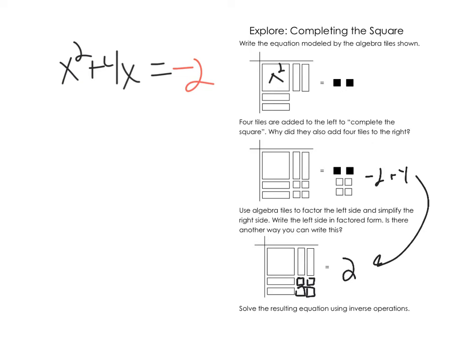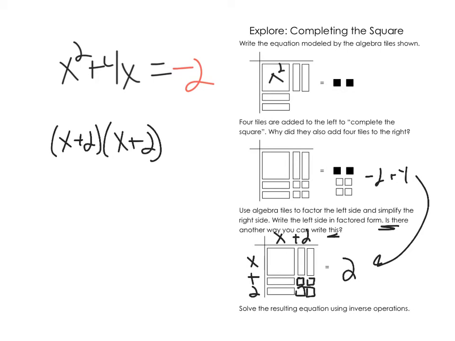But this factors to what? Can I just do this without the tiles? Can we just write that as x plus 2 and x plus 2? So my equation is this. Now the person who developed these materials said, is there another way you can write this? Well, I could write it as x plus 2 times x plus 2 equals 2. We could also write it as x plus 2 squared equals 2.